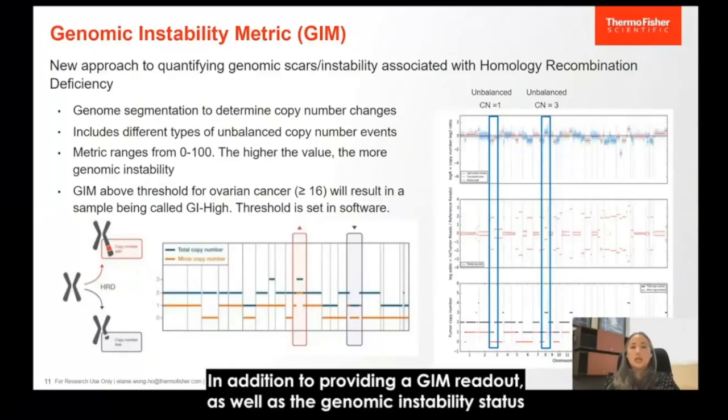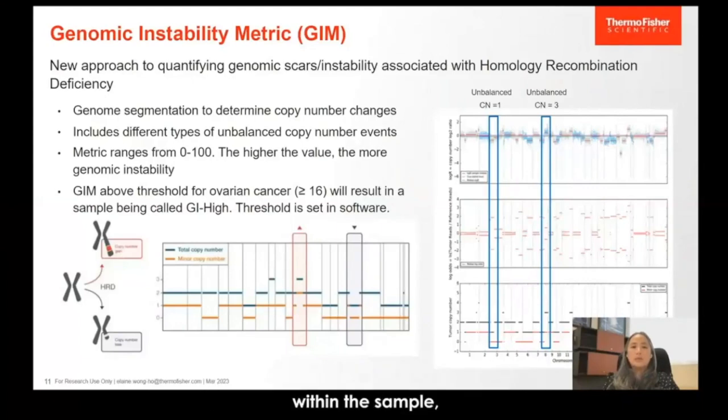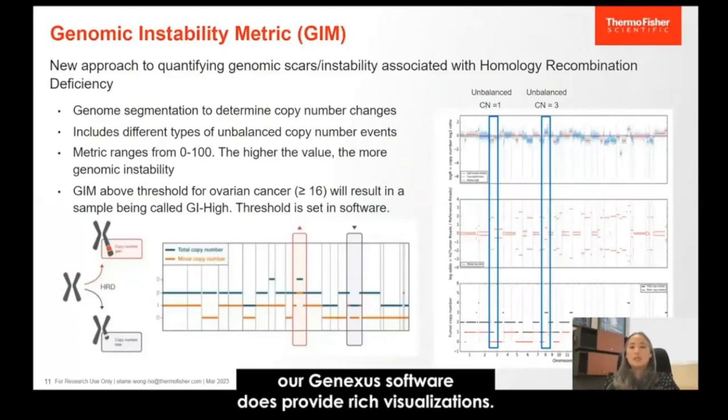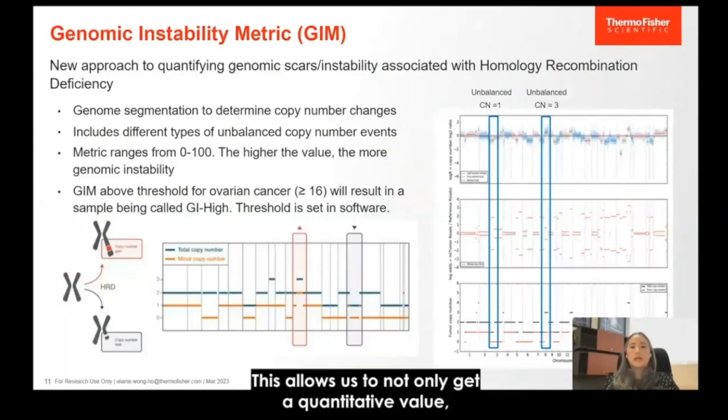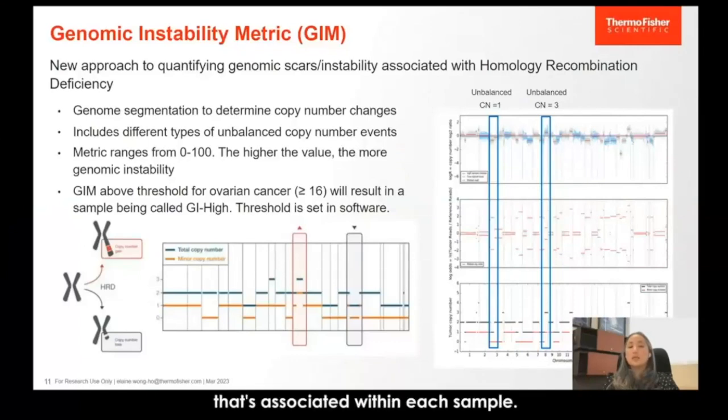In addition to providing a GIM readout as well as the genomic instability status within the sample, our Genexus software does provide rich visualizations. On the right-hand side is an example of what you can see within our software. This allows us to not only get a quantitative value, but to really visually see the genomic instability that's associated with each sample.